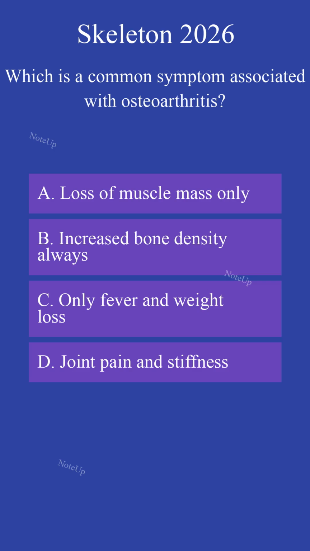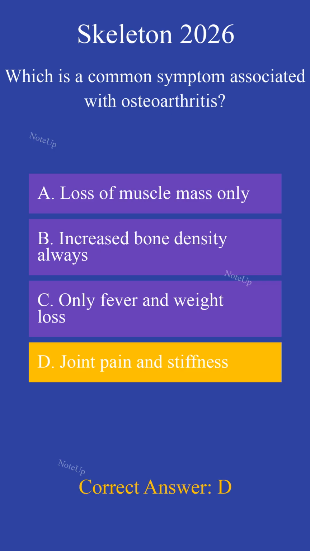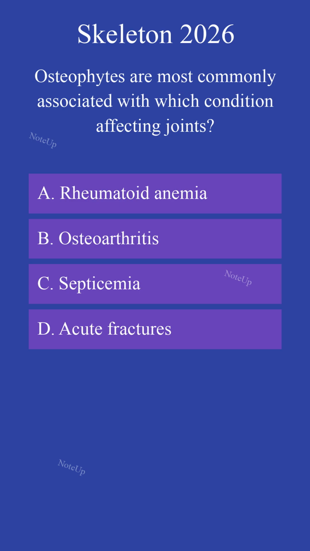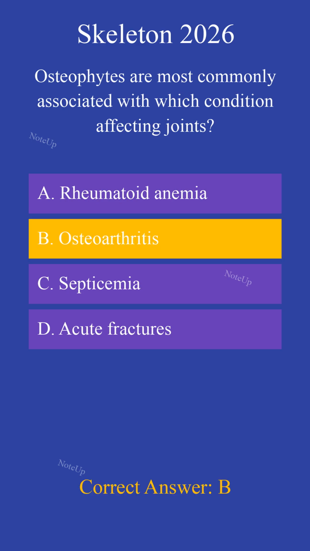Which is a common symptom associated with osteoarthritis? The correct answer is D. Joint pain and stiffness. Osteophytes are most commonly associated with which condition affecting joints? The correct answer is B. Osteoarthritis.